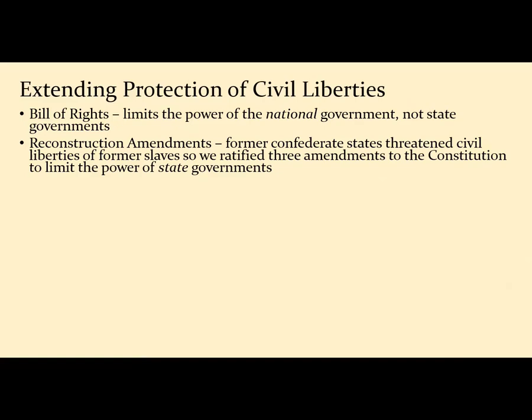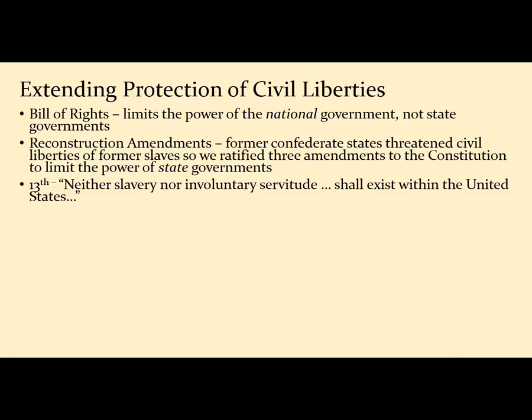After the Civil War was over, the former Confederate states, the states who had seceded, we had every reason to believe that once they rejoined the Union and had representation in Congress again, they would go back to their old ways of infringing on the liberties of African Americans and former slaves. So the majority in Congress at the time was a political party known as the Radical Republicans, and they proposed three amendments that we refer to now as the Reconstruction Amendments because of the time period in which they were ratified. And they were intended to protect former slaves from the former Confederate states.